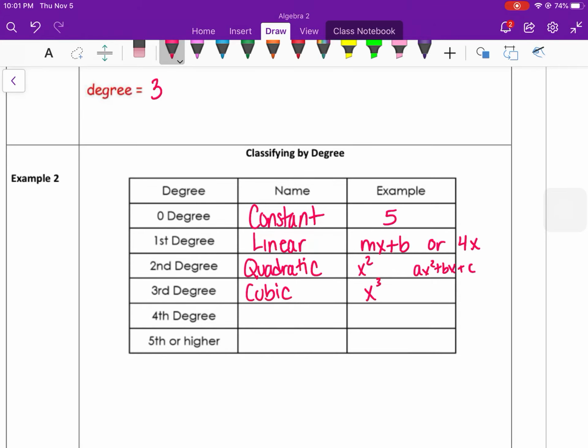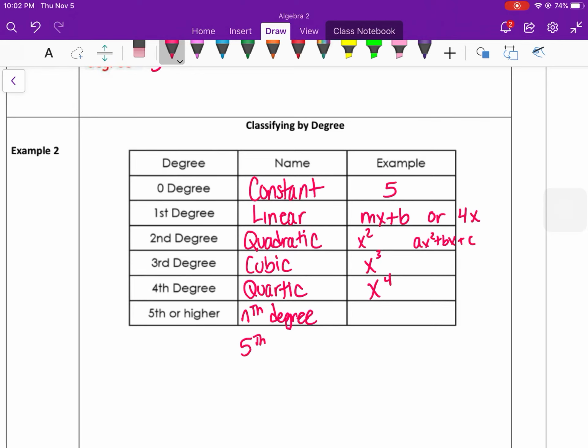Third degree is called cubic. That's anything with a cube degree, x to the third power. Fourth degree we call quartic, degree of 4. And then fifth degree or higher, you say just nth degree. So if it's fifth degree, you would just call it a fifth degree polynomial. If it was like x to the 9th, you'd say 9th degree polynomial. If it was x to the 12th, you'd say 12th degree polynomial, etc. So constant, linear, quadratic, cubic, quartic, x to the 4th, and then nth degree, anything bigger than that.